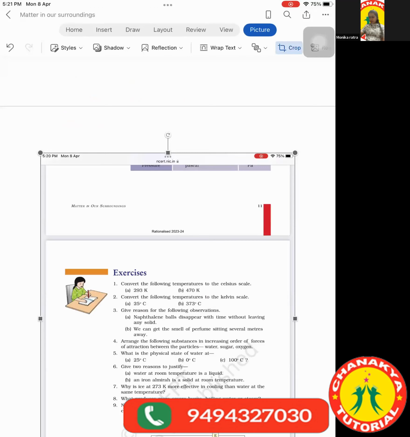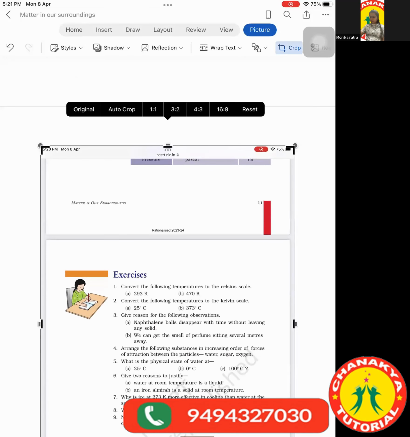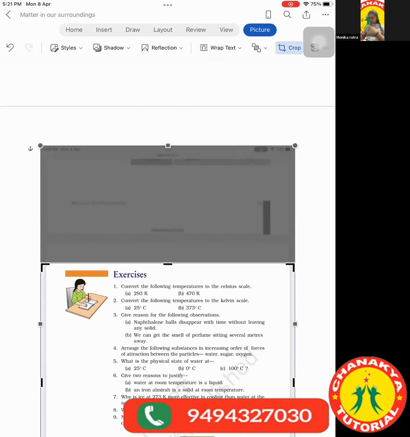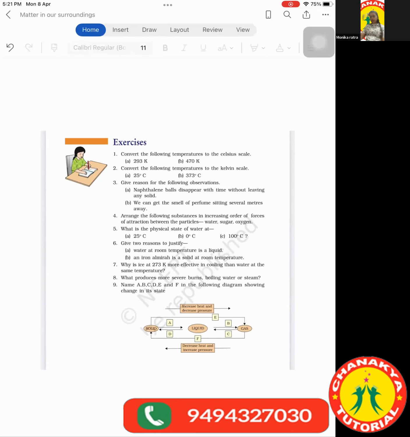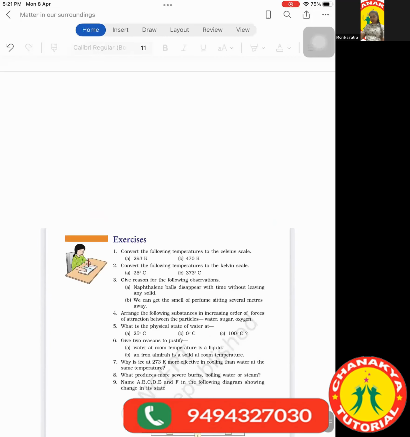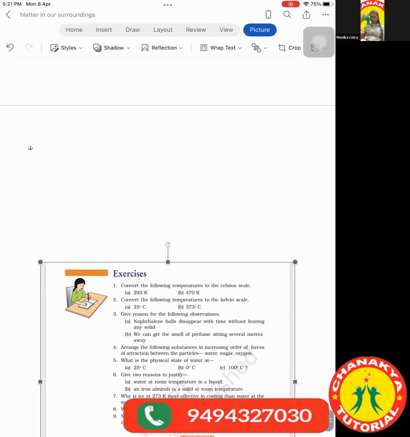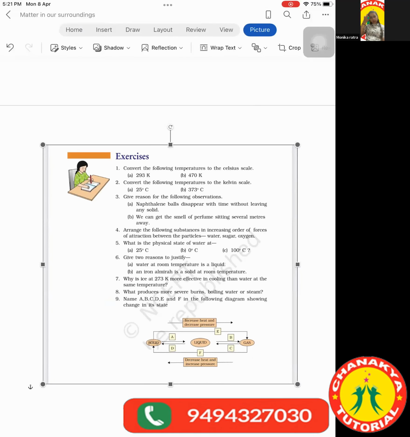So in the last class, I gave you some questions for the homework. This was the first question which I gave. Convert the following temperatures to Celsius scale and convert the following temperatures to Kelvin scale. First one was 293 Kelvin. So how do we do this question? How do we convert 293 Kelvin to degrees Celsius?